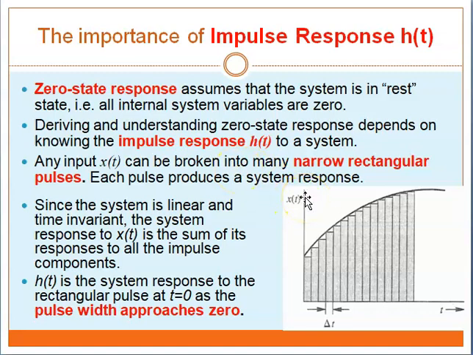If you see this figure over here, you will have a signal like this. This input signal x(t) can actually be broken into many narrow rectangular pulses. You have this one pulse over here, a second pulse, a third pulse, and so on. Now, since the system is linear and time invariant, the system responds to x(t) with the sum of its responses to all the impulse components. So you have to sum up all these impulse components.